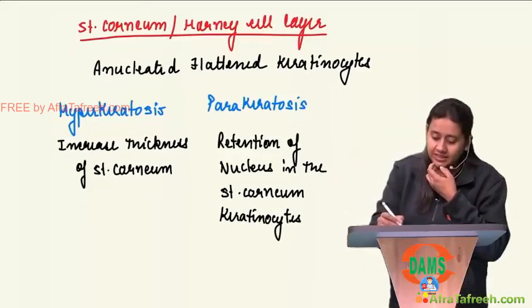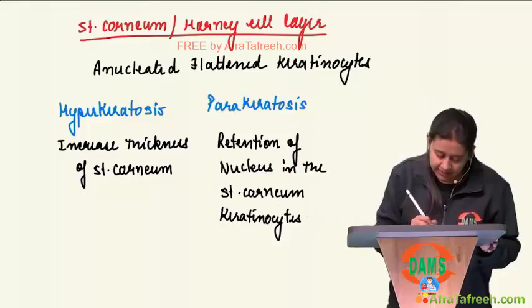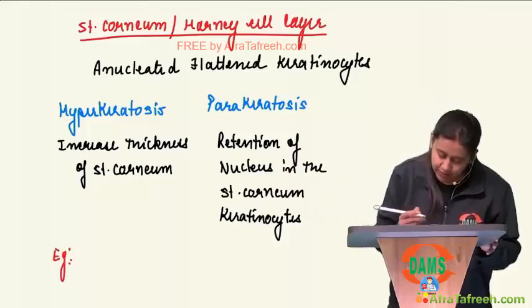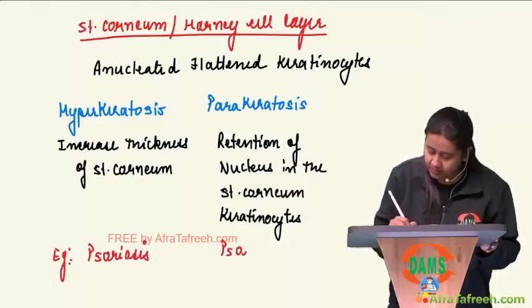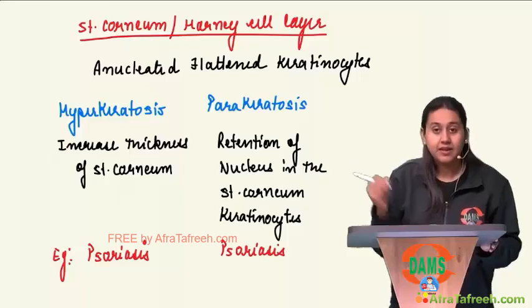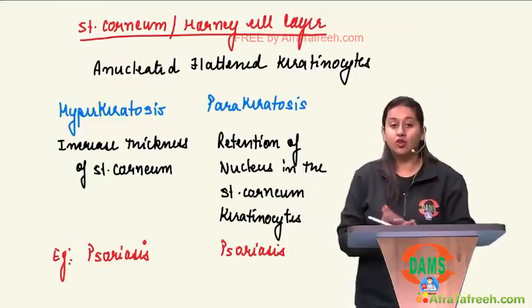Now, one more question they can ask you: in which condition do you see hyperkeratosis and parakeratosis? Please remember, the example in both of them will be psoriasis. There are a lot of other examples, but the one which is frequently and repeatedly asked in your exam is psoriasis. So with this, we are done with all the layers of epidermis.